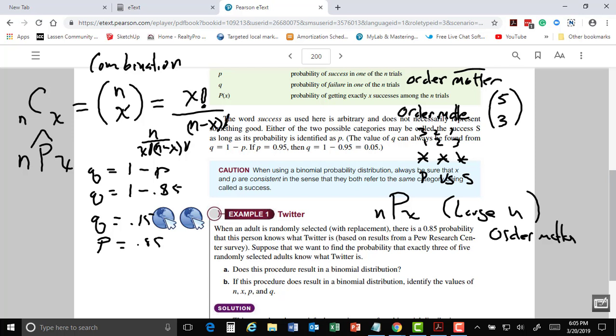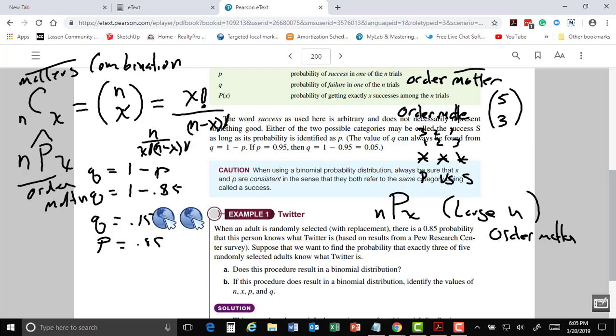Because here, order matters. And here we're filling three positions that are all the same, so order matters not. Now, if I'm doing a binomial, we're using this one, which means we're talking about cases where they either use Twitter or they don't. There's no such thing as another position, like a super tweeter user or something. Okay, that's a counting rule.